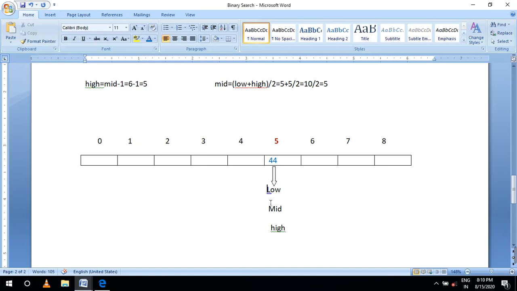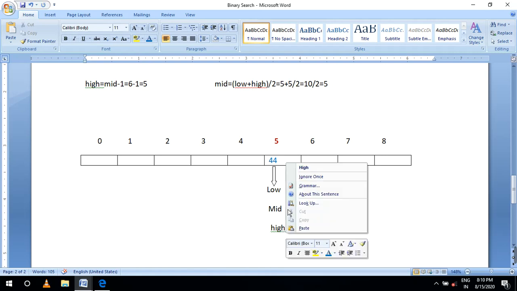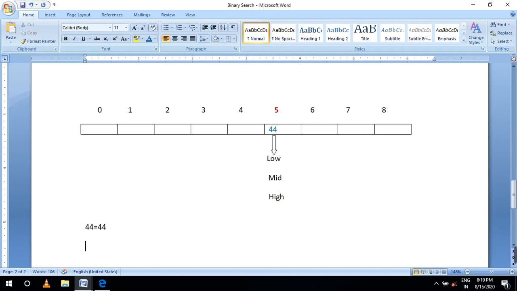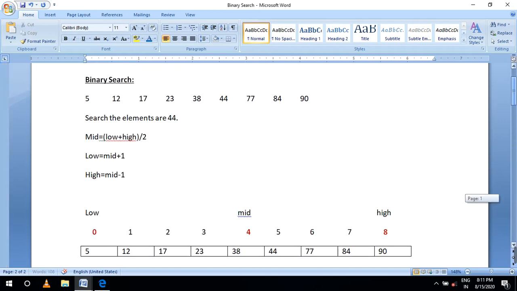So the entire values here are low, middle, and high. Low value, high value, mid value, for searching the element 44. I am searching for the element 44. 44 equals 44. This is a successful search.